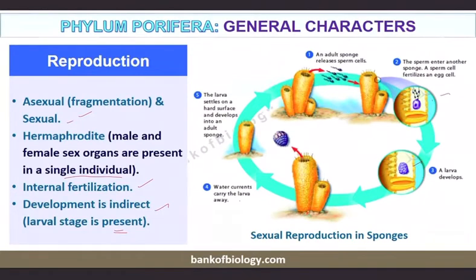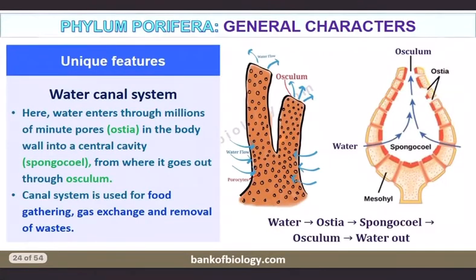So you can see sexual reproduction in sponges. Water currents carry the larva away. As the larva is developing here, the sperm enter another sponge. The sperm cell fertilizes the egg cell, with fusion of the nucleus of the sperm and the nucleus of the egg. Once that takes place, water currents carry on the larva, and the larva settles on a hard surface and develops into an adult sponge. So sexual reproduction takes place in that way. An adult sponge, as you are seeing here, releases many sperms.